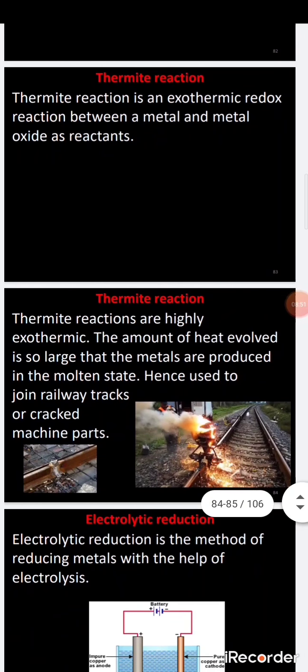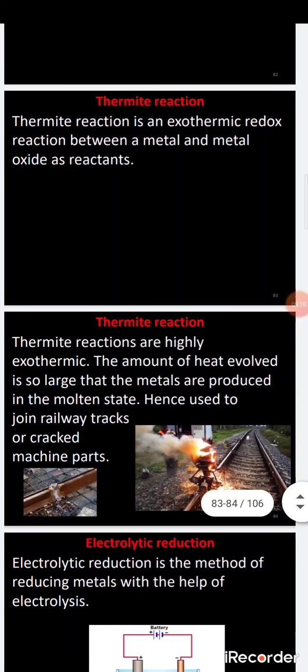So here they have mentioned how this is used to join the railway tracks. The thermite reactions are highly exothermic. The amount of heat evolved is so large that the metals are produced in molten state and hence used to join railway tracks or cracked machine parts. So this is about the extraction of metals from the medium reactivity series.